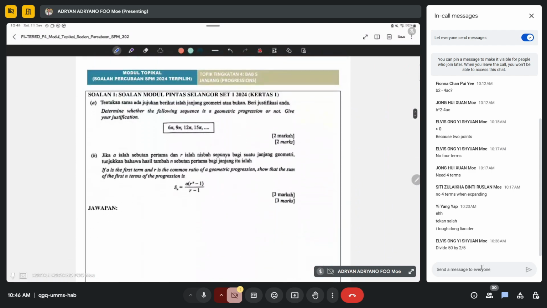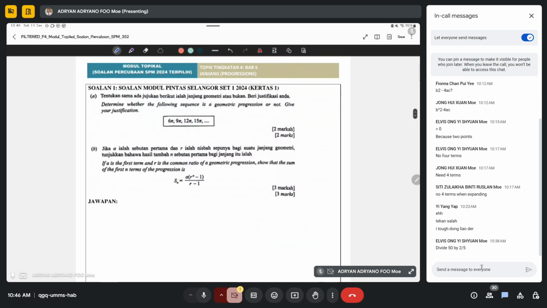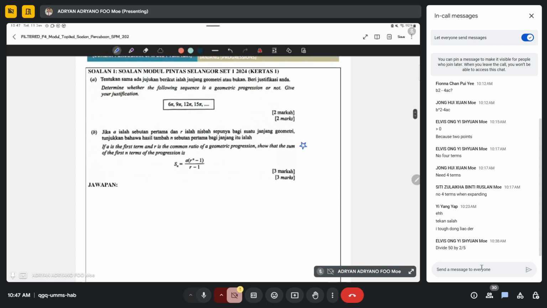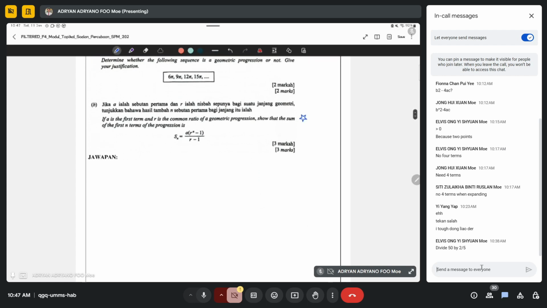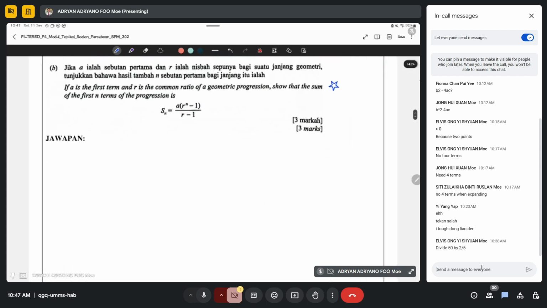I think progression is largely fine, only there are some places with proving where you need to read how to prove. What I saw come out most is this one, the proving of the sum of the terms. So you can look at this to get 3 marks. So how do you prove that Sn equals this formula?